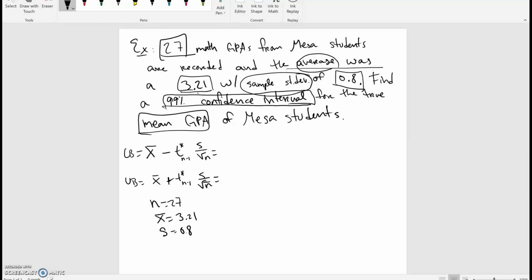Now, the only thing that I don't know is our t star. Remember, our t star depends on what the value of n is. So first, let's figure out our degrees of freedom. It's n minus 1, so 27 minus 1, which gives me 26. If you are lost about where this came from, just watch my first video on the t-table. So we want 26 for a 99% confidence interval.